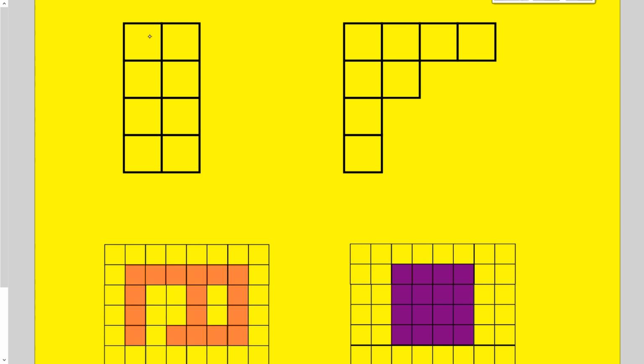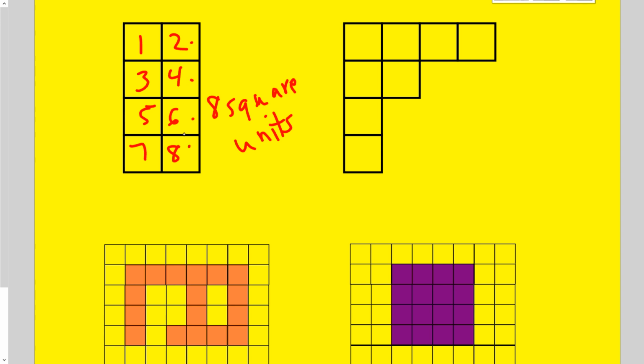So here's my first example. I can just count my squares. 1, 2, 3, 4, 5, 6, 7, 8. I would say this is 8 square units. And that was a rectangle. I could have also counted by twos, right? Because I could have gone 2, 4, 6, 8.